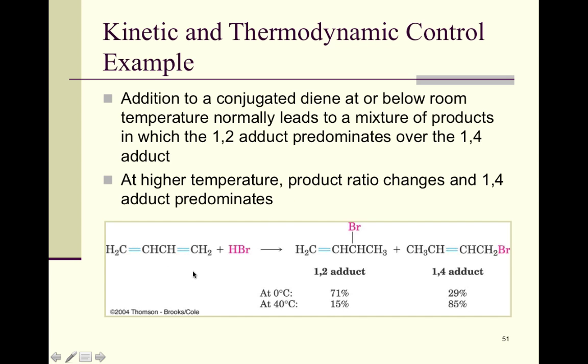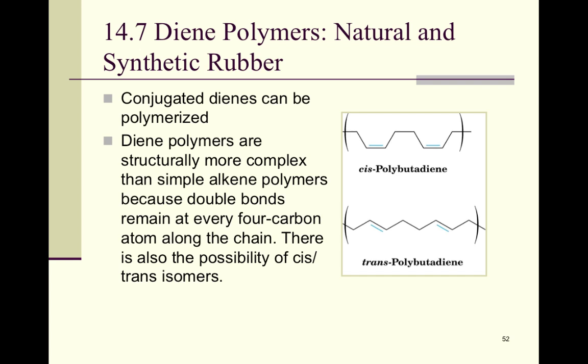So let's take a look at this illustration here. They're showing us we have a conjugated system here, and if we do this reaction at 0 degrees, we get 71% of the 1,2 and only 29% of the 1,4 product. But if we heat this up, we can change which one we get predominantly. In fact, if we do this at 40 degrees, we only get about 15% of the 1,2 adduct and about 85% of the 1,4.